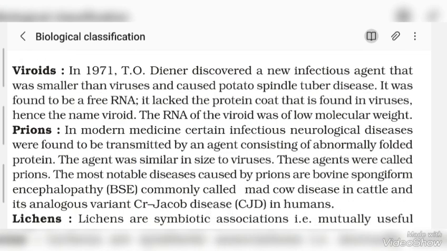Viroid. In 1971, T.O. Diener discovered a new infectious agent that was smaller than viruses and caused potato spindle tuber disease. It was found to be a free RNA. It lacked the protein coat that is found in viruses, hence the name viroid. The RNA of the viroid was of low molecular weight.